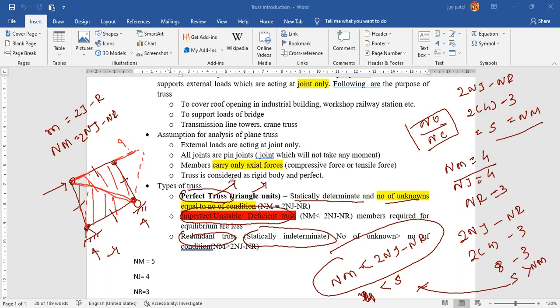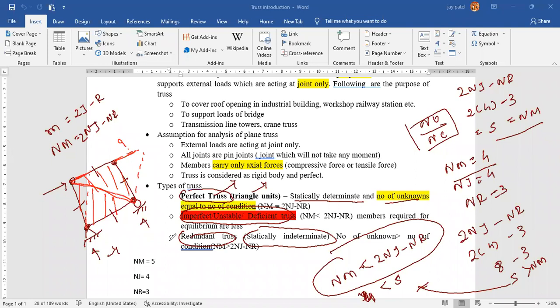So such kind of truss are known as imperfect, that is, we have provided fewer members than required. It is unstable because it is not stable up to the mark, and deficient. So the number of members will be less than required. Such kind of truss are known as a deficient truss, imperfect truss, and unstable.